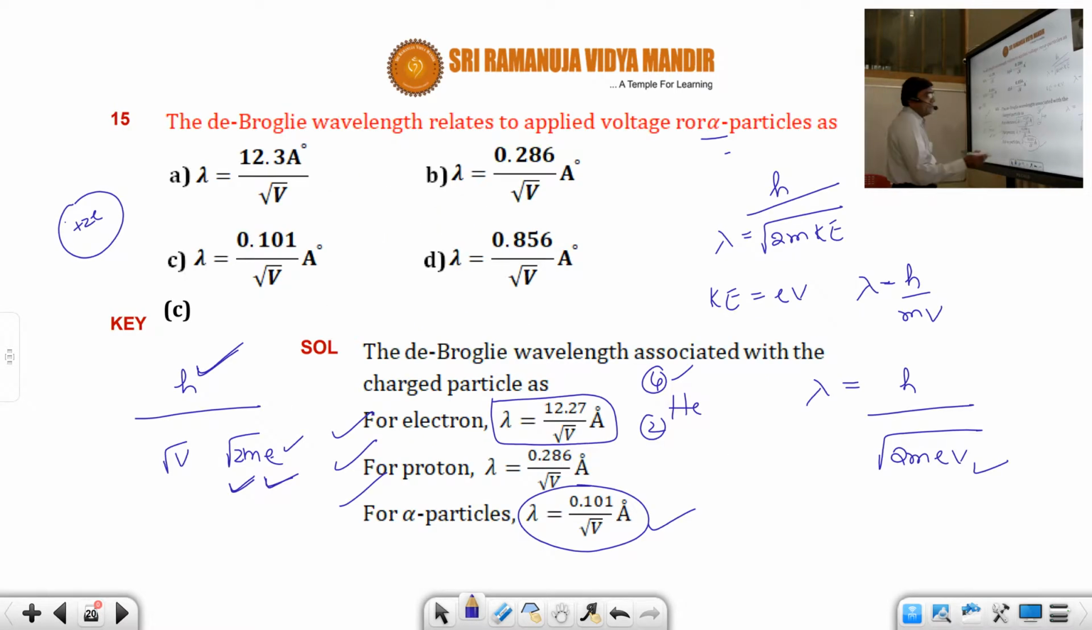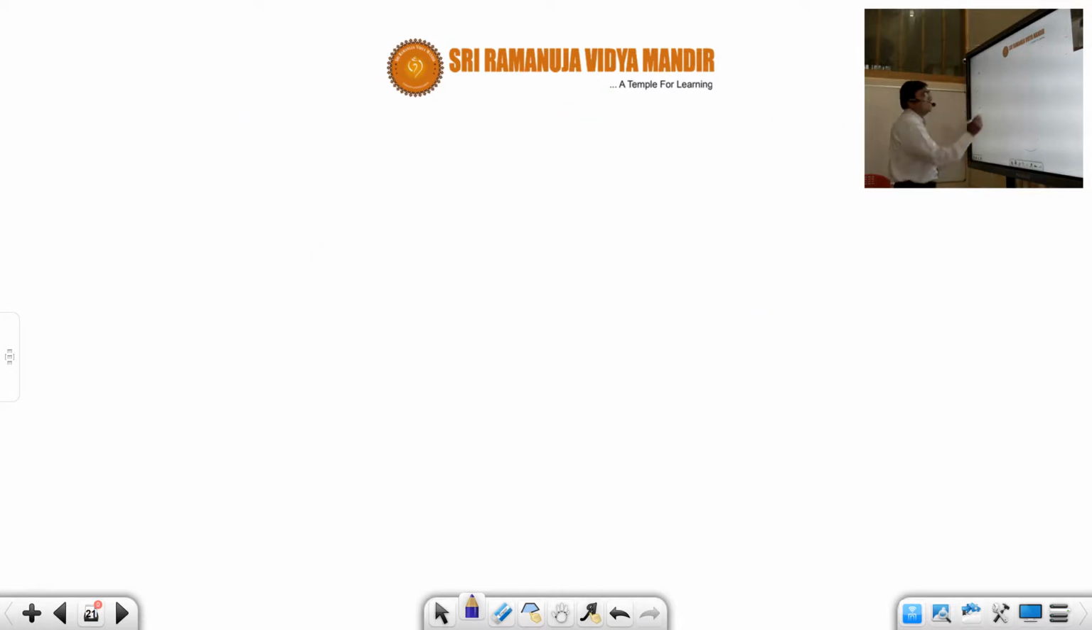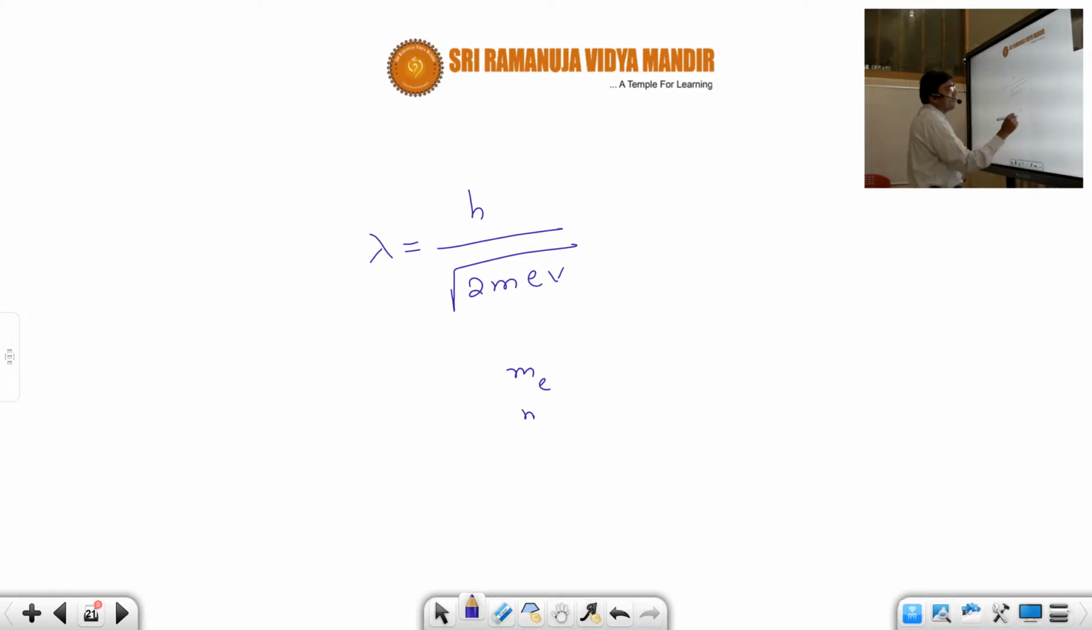Now if you see, mass of proton is more. When mass is more, lambda will be less. And mass of alpha particle is more, so lambda value will be less. Technically you can understand this. For example, lambda is equal to h by root over 2meV. If you see mass of electron, mass of proton, mass of alpha particle, mass of alpha particle is 4 times. Agreed. Mass of electron is less than mass of proton, and lambda is inversely proportional to mass. So I hope you understood.